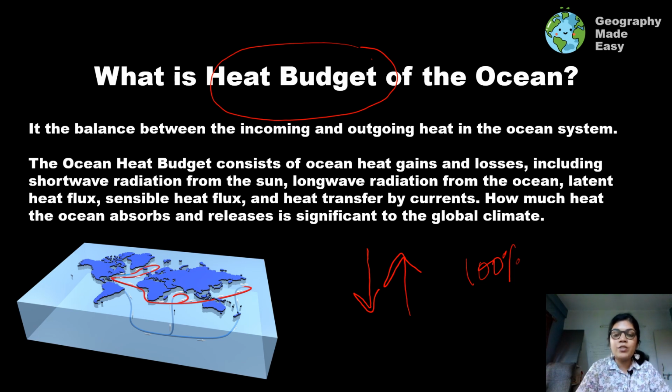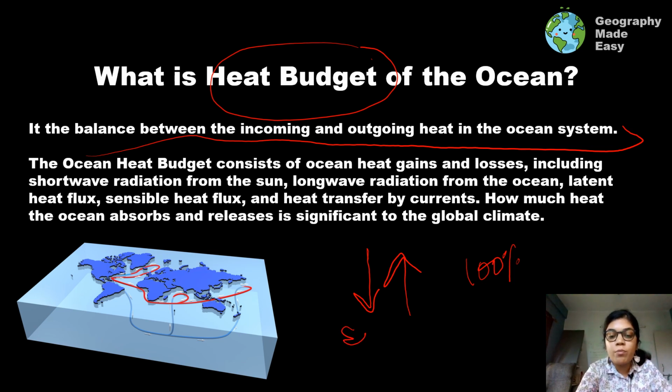Coming directly into the heat budget of the oceans, it is a balance between the incoming and the outgoing heat in the ocean system. And the first thing we have to mention here is that in the ocean system, the main heat energy which is received by the ocean is from the sun, or solar energy.